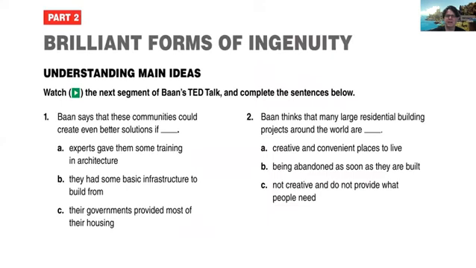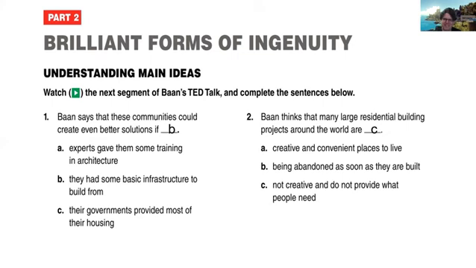All right, so here are the sentences you need to finish. Bond says that these communities could create even better solutions if what? Bond thinks that many large residential building projects around the world are what? Okay, but first let's watch part 2. Oh, here are the answers, sorry. If they had the same basic infrastructure to build from, and Bond thinks these projects are not creative and do not provide what people need. So there you go, a little bonus here. B, C.